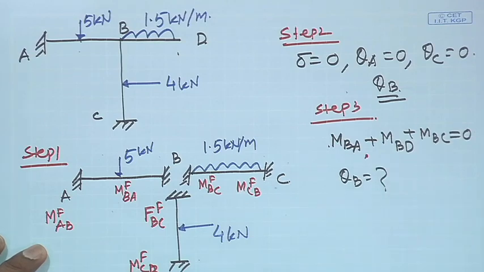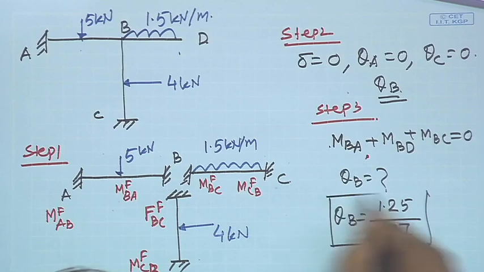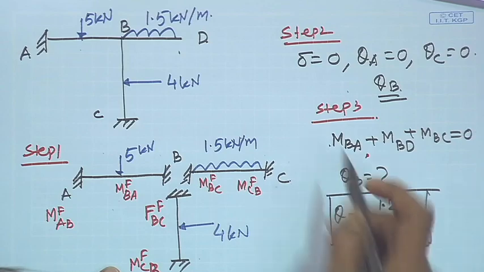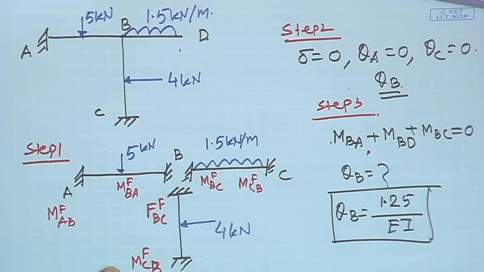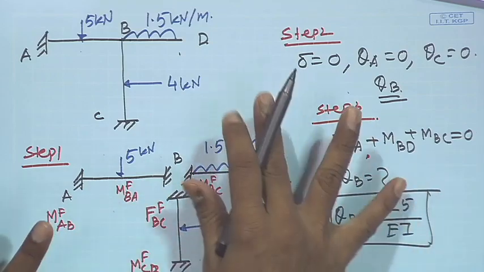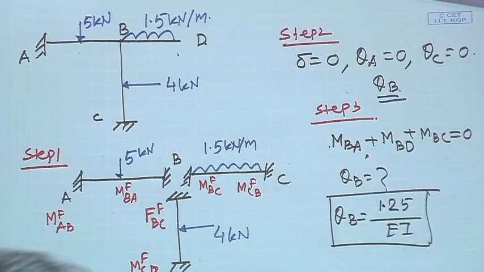Okay. Once you calculate theta B, I will tell you the final values. Theta B in this case will be 1.25 by EI. Okay. 1.25 by EI. Now, once you know theta B, substitute it in all these slope deflection equations to get the corresponding moments at different joints. Okay. The final results I leave to you, but this is the value of theta B. Please check whether you are getting these values or not.